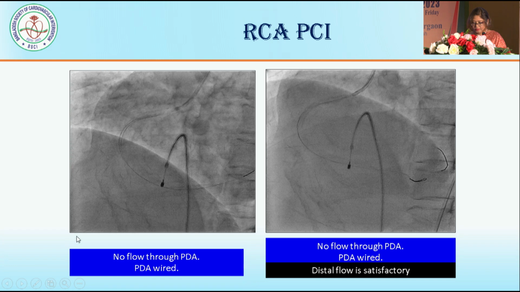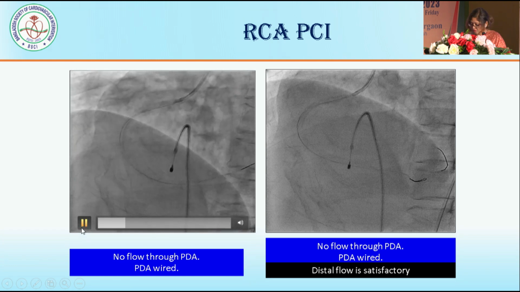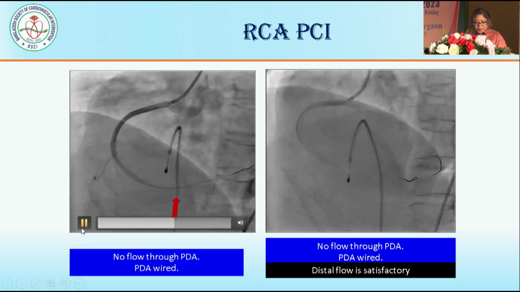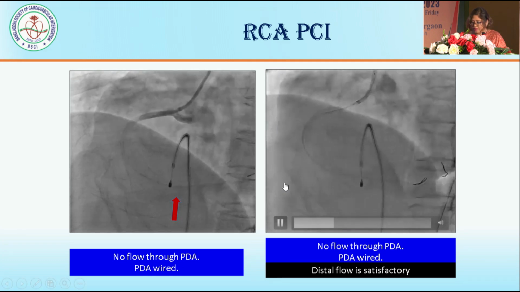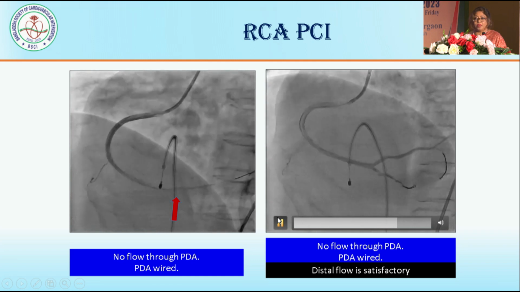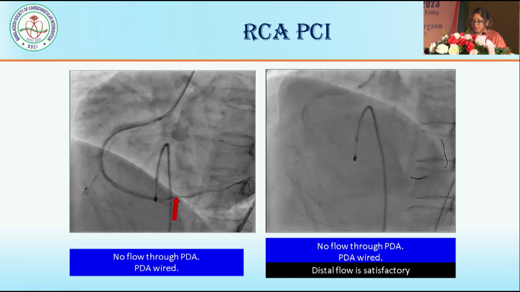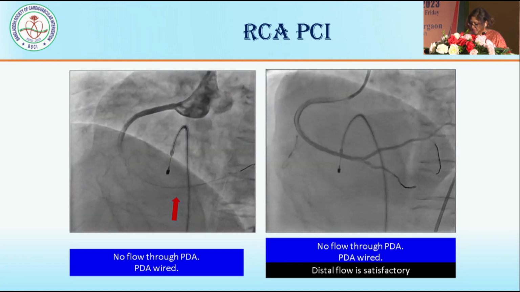Still, there was no flow in the PDA. So we again tried to manipulate the wire through the PDA, though there was a dissection, but the distal flow was satisfactory.